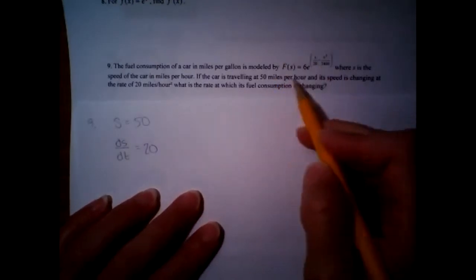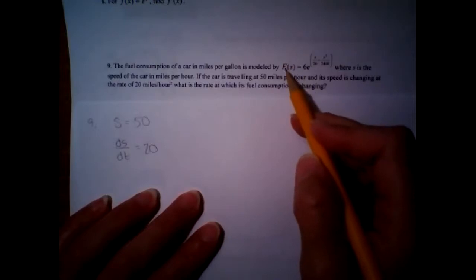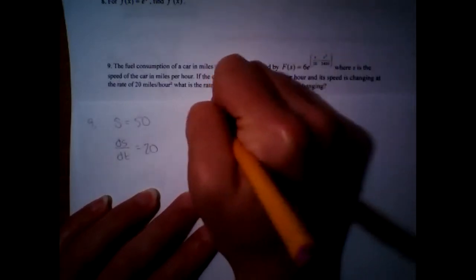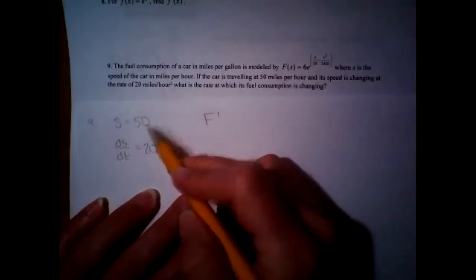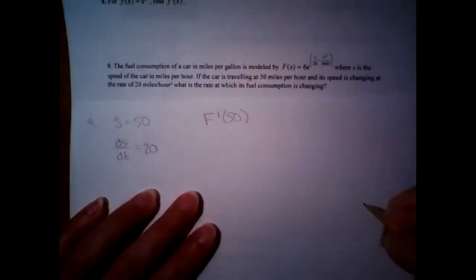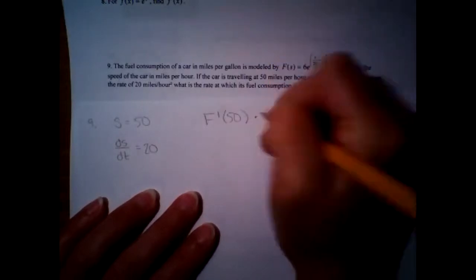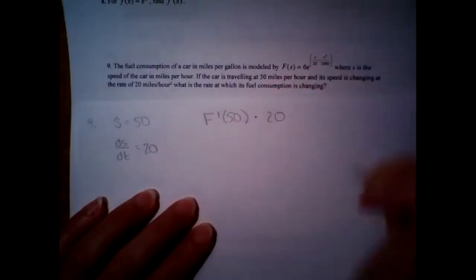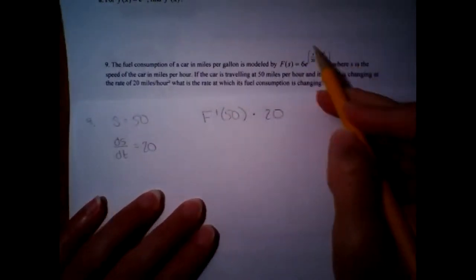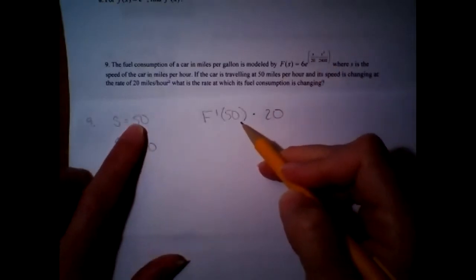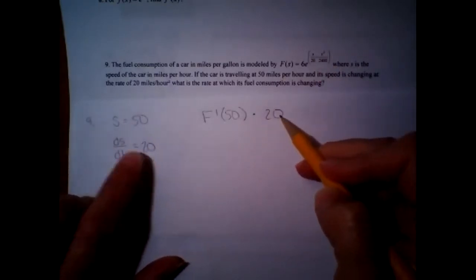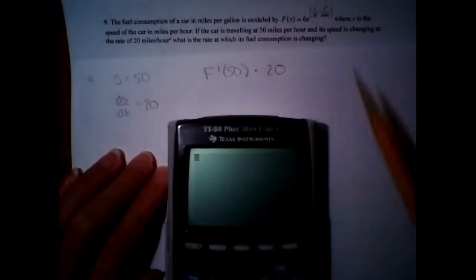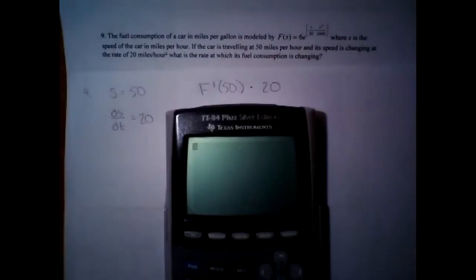All right, so they want the derivative of this. It'll be f prime of s, and they tell you s is 50. So we're going to do f prime of 50. And then you have to chain on, it's a chain rule, chain on the derivative of s, ds dt, which is 20. So you're going to do the derivative of this at 50, and then chain on ds dt, which is 20. It's going to be a lot of button pushing. Make sure you're in radian mode, or actually it won't really matter for this one because there's no trig, but you should just always make sure you're in radian mode anyway.